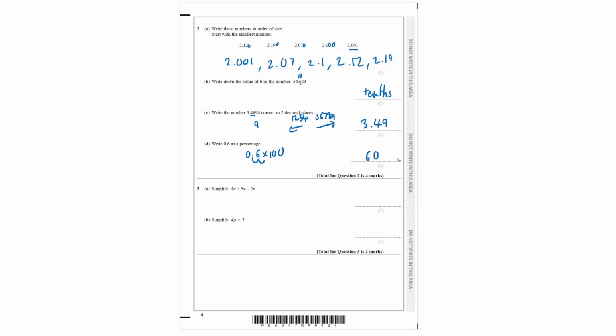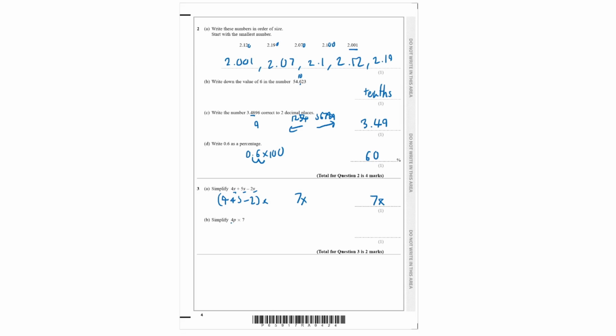Question 3, simplify 4x plus 5x minus 2x. Since they all have the same variable, we can then combine the coefficients, so we just have 4 plus 5 minus 2 times x. 4 plus 5, that's 9. 9 minus 2, that's 7. So we have 7x.